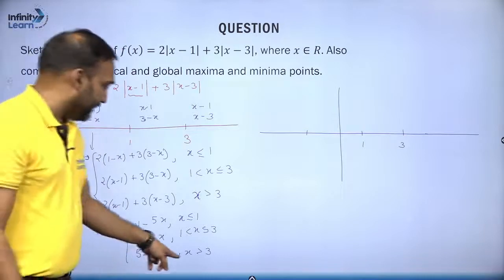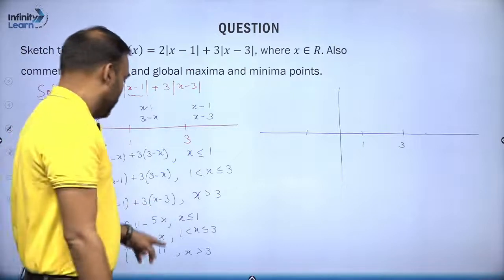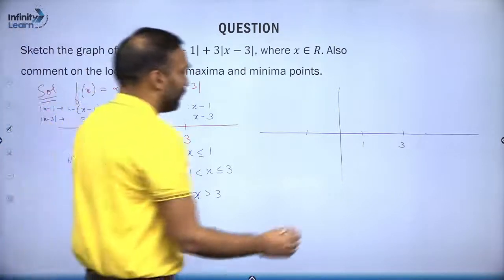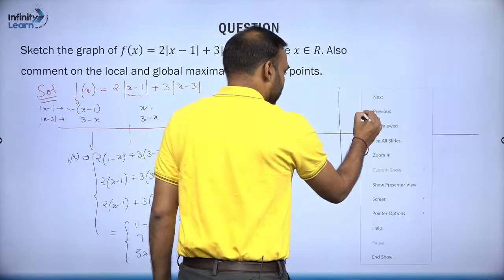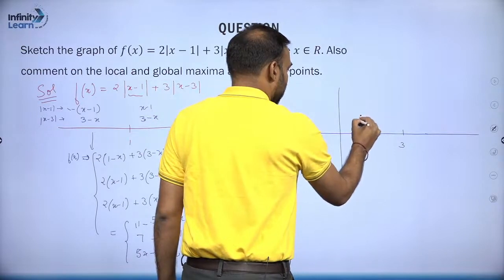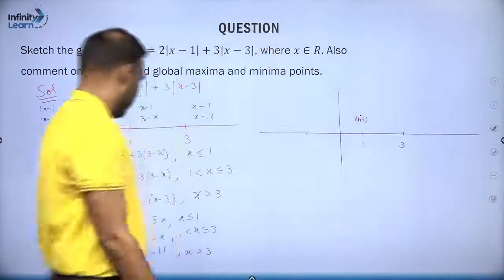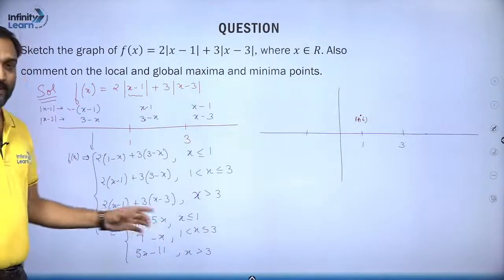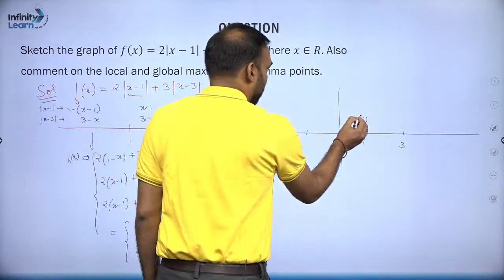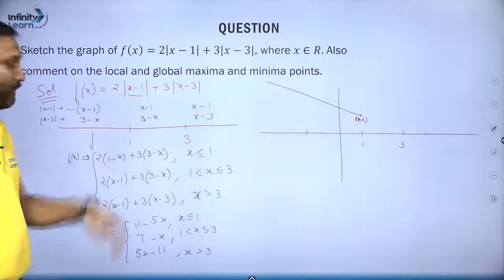Now for x less than or equal to 1, the function will be given by 11 minus 5x. So at x equal to 1, the value would be 11 minus 5, which is 6. So at 1, I know my graph would be over here. This point is (1, 6). Now 11 minus 5x, if you observe, is a linear equation with a negative slope. So it will be a line with a negative slope for x less than 1, like this, ending at (1, 6).